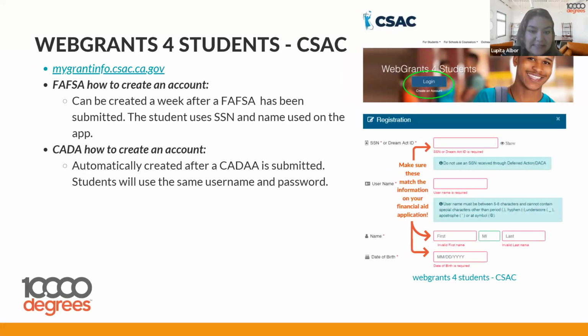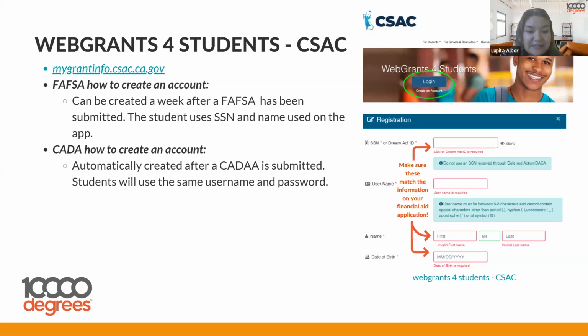So once the student applies to financial aid, we want to make sure that they create a web grants account. Essentially, it's a web grants for students, and this is through CSAC, the California Student Aid Commission. If the student is filling out their FAFSA, they have to wait at least a week so that they can go ahead and create their web grants account.